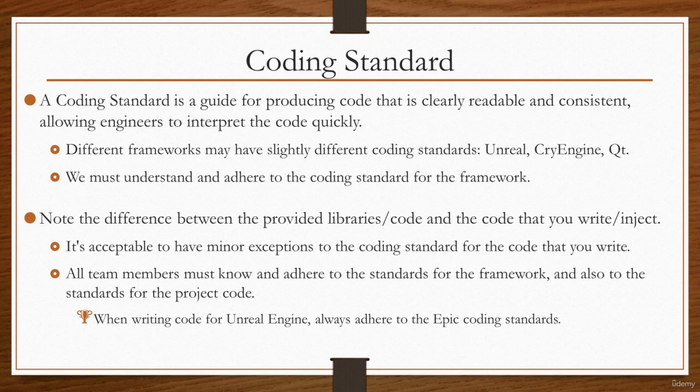For example, the Unreal Engine is open source. You can write project-specific code for your game, for example, but you can also access and modify or maybe add to the engine code, because again, that is open source. So when writing project-specific code, it is acceptable to have minor exceptions to that coding standard, if it makes sense to do so. But when writing code for the Unreal Engine, then we must always adhere to the EPIC coding standards.